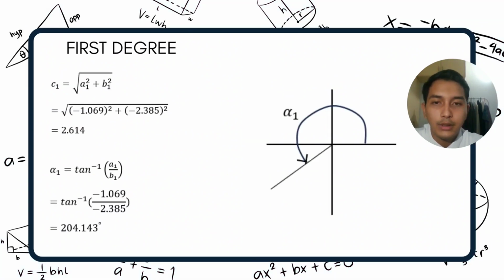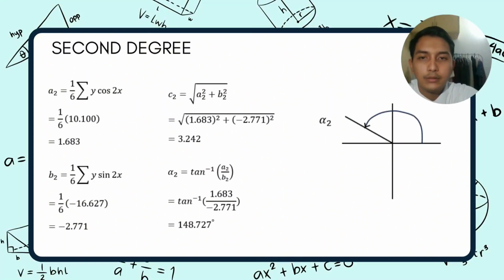And then for the first degree, we calculate c1 and alpha 1. For c1, the formula is the square root of a1 squared plus b1 squared. We just put the values of a1 and b1, and we get 2.614. For alpha 1, tangent inverse a1 divided by b1, then we get 204.143 degrees. And from the graph, you can see that it is in the third quadrant.